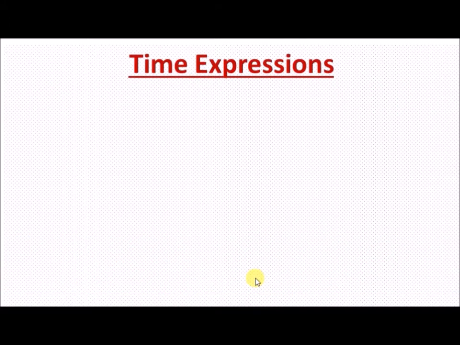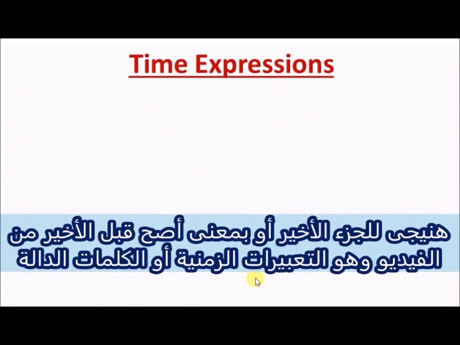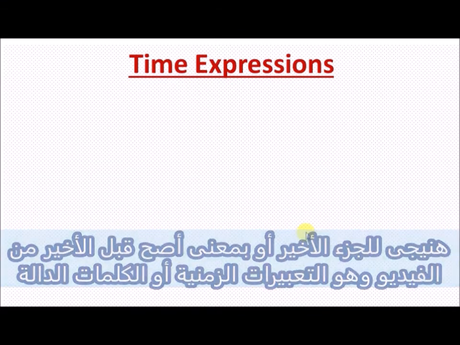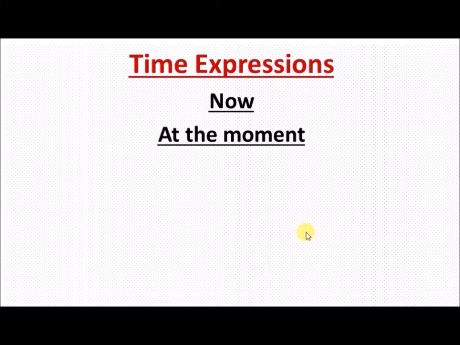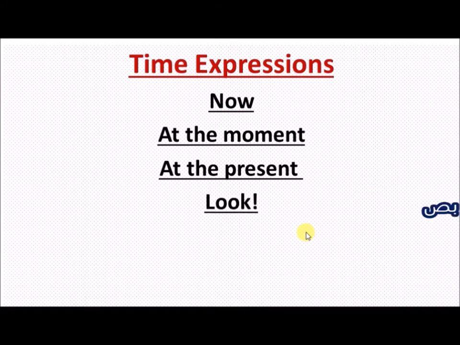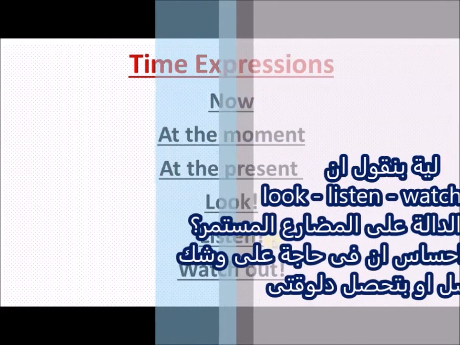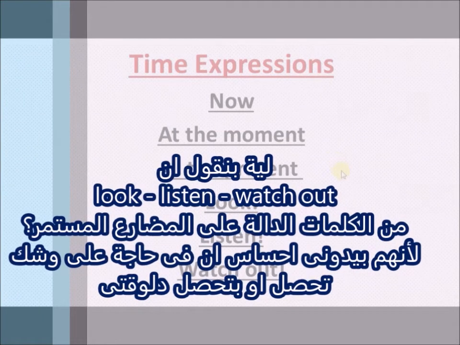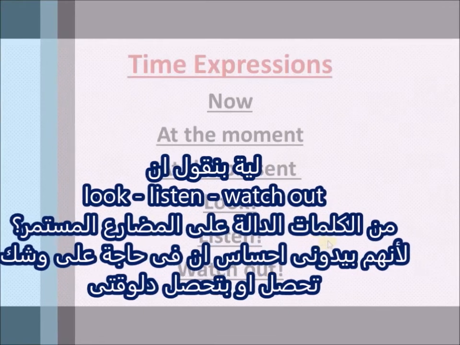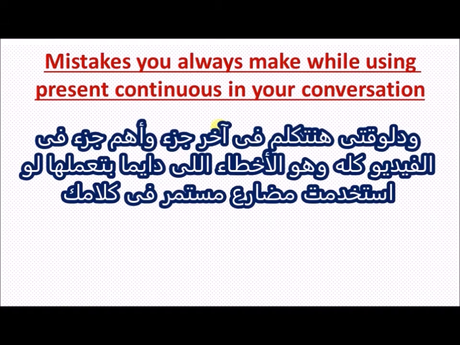Now we can talk about the part before the final thing, which is the time expressions. Now, at the moment, at present, look, listen, and watch out. Why do we say that look, listen, and watch out are time expressions for the present continuous? Because they give us the meaning or the feeling that something is about to happen or something is happening right now. That's why we say that look, listen, and watch out are keywords or time expressions for this tense.